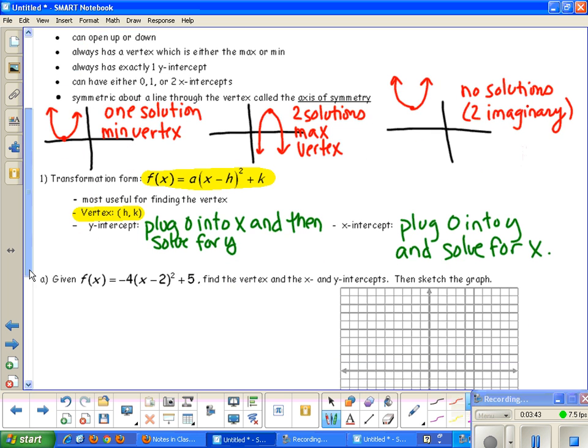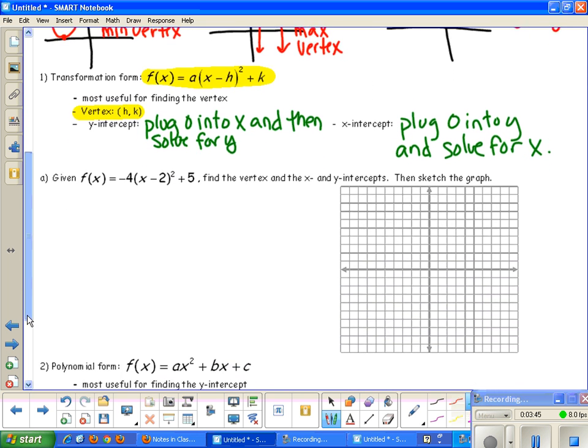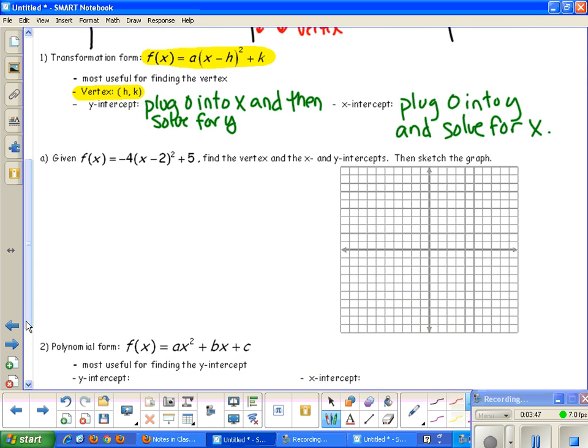The next thing that we're going to do is graph this. So remember, when you're graphing these, don't use your graphing calculator. We want to be able to do this without it. It says, given f of x equals -4 times the quantity x minus 2 squared plus 5, find the vertex and the x and y intercepts, and then sketch a graph. Since this is in transformation form, the easiest thing to find would be the vertex. So that's the first thing I would do.